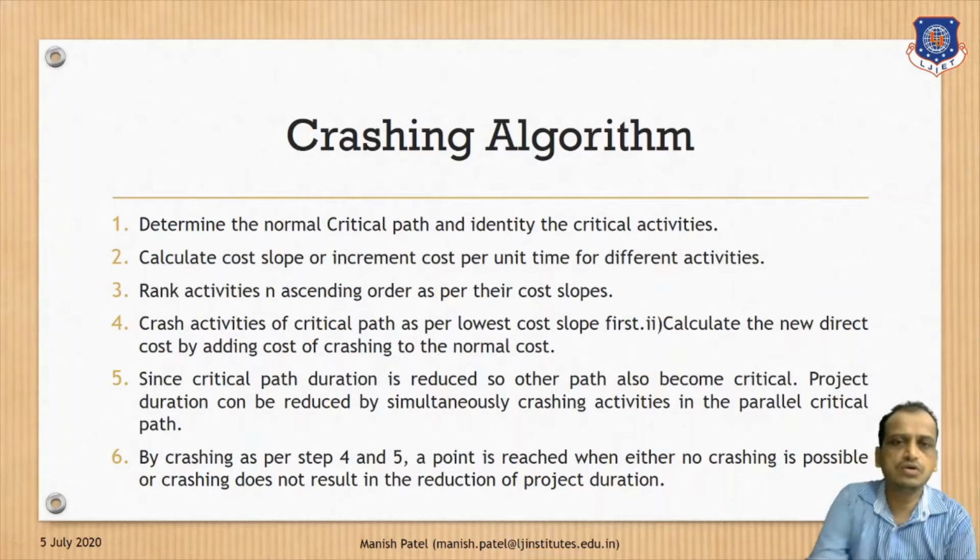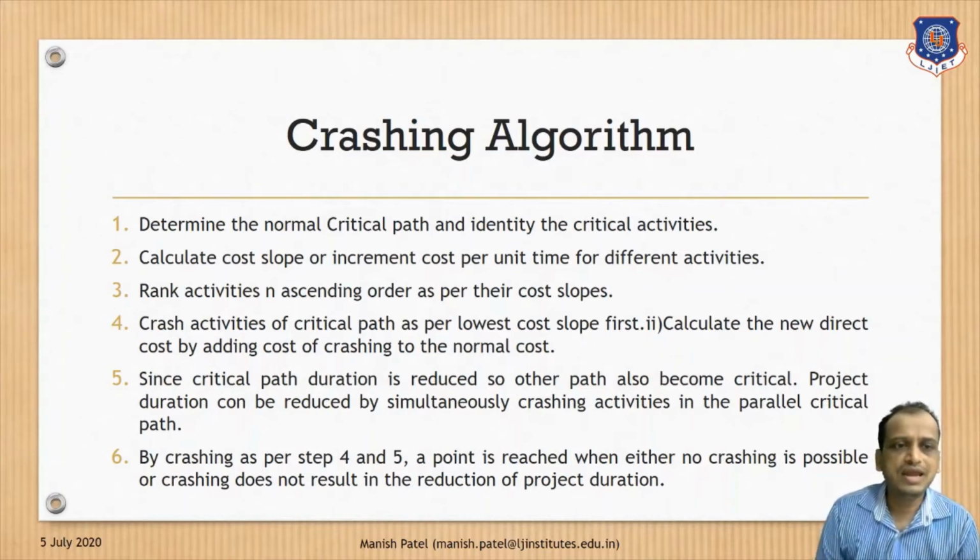So what is the algorithm? What are the steps involved in crashing the network? First and foremost, you will find out the critical path. Based on the activities and the time durations of the different activities, you will find out the critical path and critical activities which are taking the maximum time to complete the project overall.